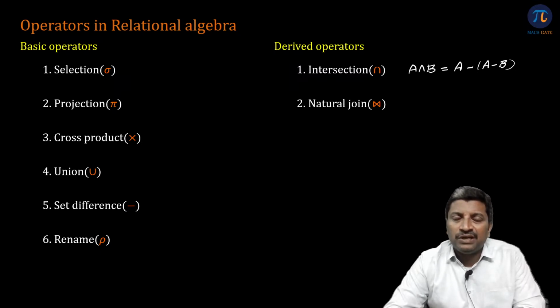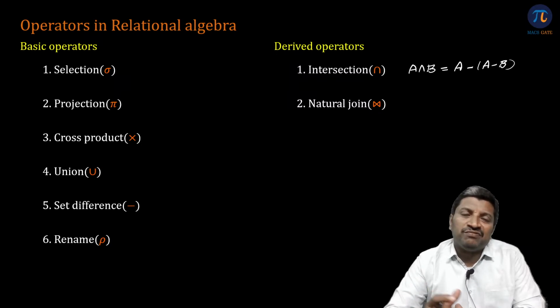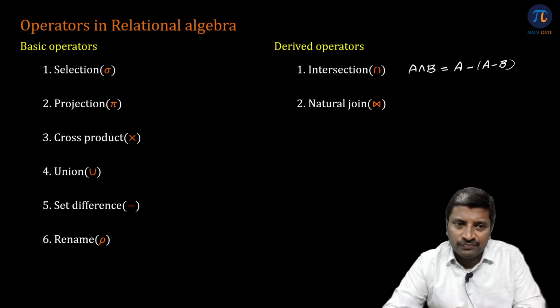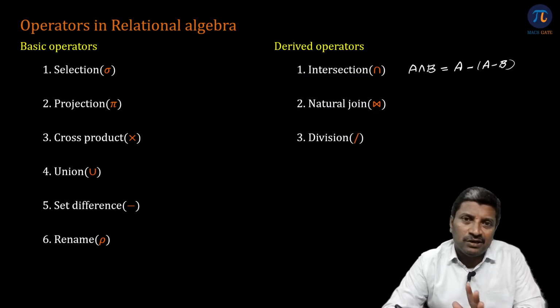The next one is natural join. After applying cross product, we filter some of the records in the result, and that gives us the natural join. So natural join is a special case of cross product. Then the next one is the division operator. These three operators we can use directly, or we can form them using a combination of the 6 basic operators. This is the story of the operators in relational algebra.